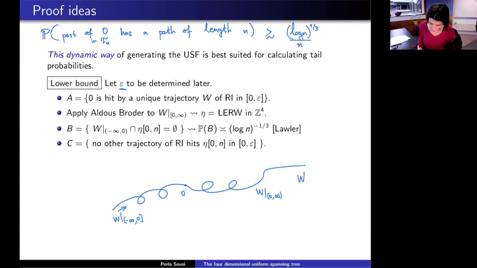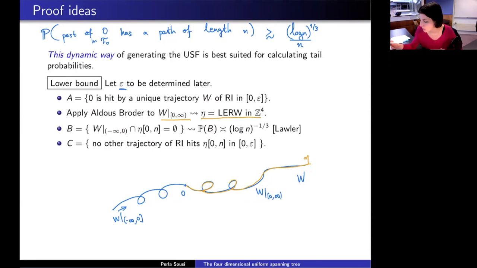Now, I want to apply the Aldous-Broder algorithm to the positive part of W, to W restricted to 0 infinity. So what does it mean? What is the Aldous-Broder procedure? For every vertex, we take the first time that it was visited. So here we stop there because this vertex here was already visited. Then we continue, we stop there, and then we continue. So if we do this, then it's not hard to show that we're going to obtain an infinite path eta, which is going to have the law of a loop erased random walk in Z^4.